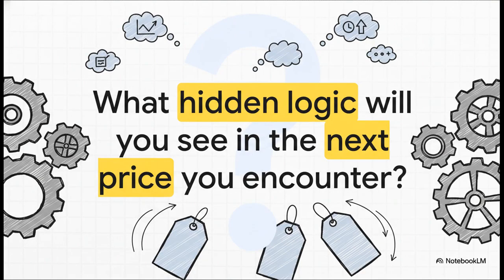So, the next time you see a price tag, you'll know it's not just a number. It's the final result of this sophisticated engine running on a set of simple but incredibly powerful rules. Now that you've had a peek behind the curtain, what hidden logic are you going to spot in the next price you see?